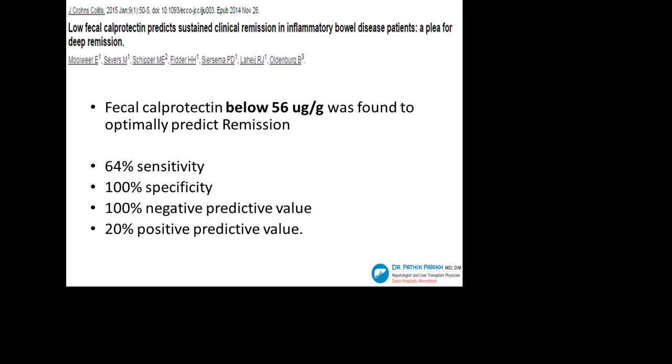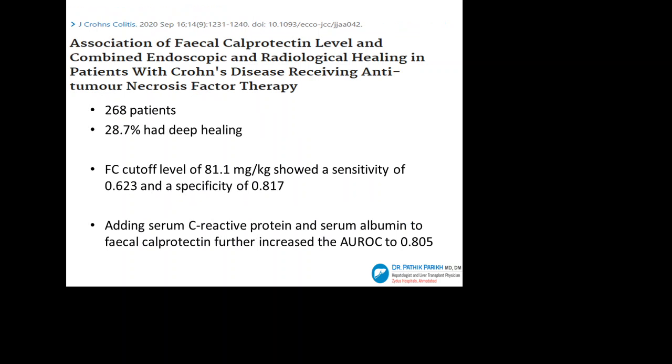So in this study 5 years back, where they have shown that a level of 56 was optimal to predict remission. So if a person with inflammatory bowel disease comes to you on treatment and his fecal calprotectin is less than 56, we can safely assume that this patient is in remission.